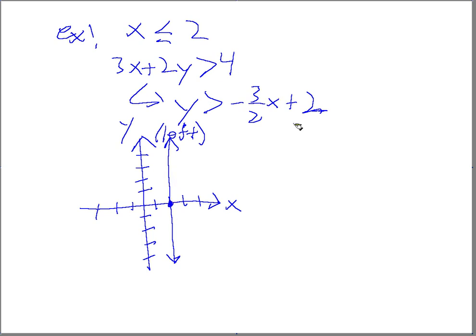Right? What about the second line? Well, negative 3 halves x plus 2. Go to 2, alright? On the y-axis and go what? 3 down, 2 to the right. 1, 2, 3. 1, 2, 3. 2 to the right. We end up right here. Again, it's going to be what? Well, no equal sign, so what? Dash line.